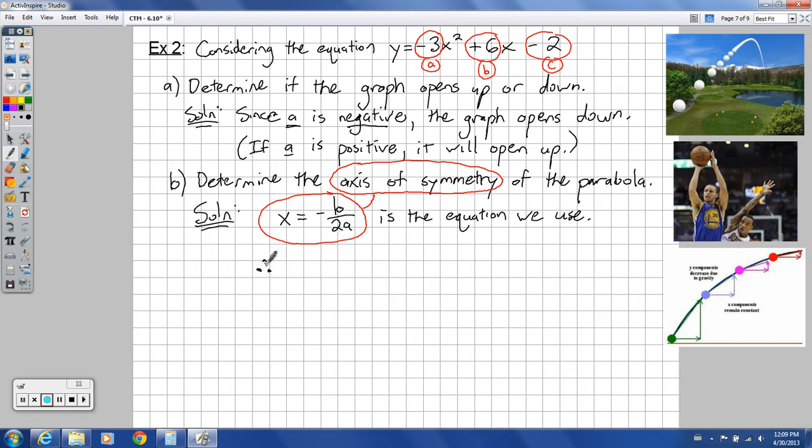And so let's do our little triangle. That means therefore. So we have therefore x equals, let's plug in our values. We've got negative, and then b is 6, so I'm going to plug in a 6. I'll use parentheses for the things I'm plugging in. And then 2a is 2 times negative 3 on the bottom. That becomes negative 6 over negative 6, which equals positive 1. And that implies that x equals 1. That equation, that line, is the axis of symmetry.